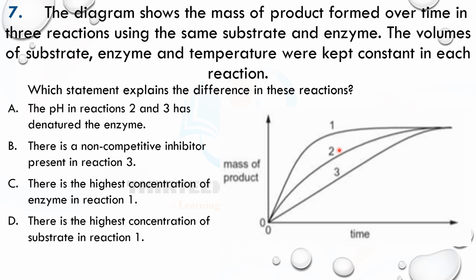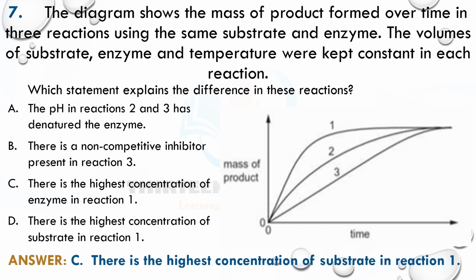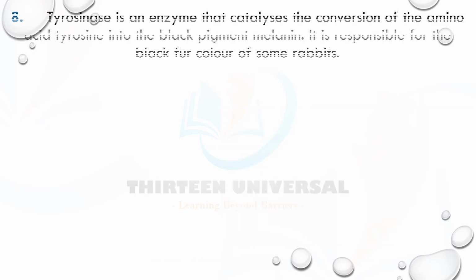As the reaction goes on, enzyme concentration does not decrease, but substrate decreases and product increases. So the more substrate available, the more substrate will be used, and more product will be made, and that is what 1 shows. Okay, so now let's go on.